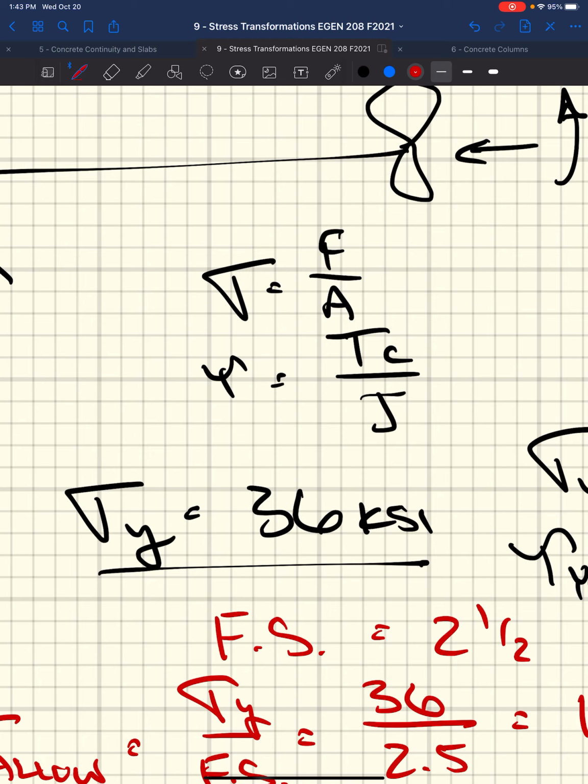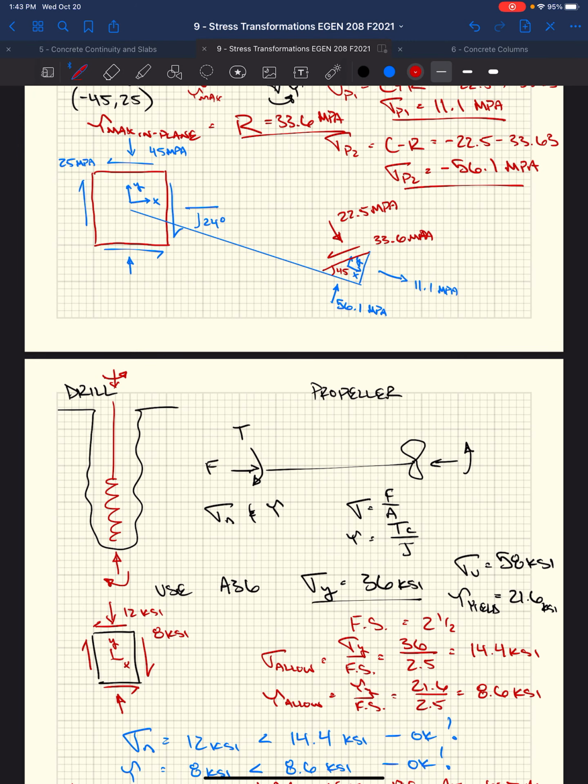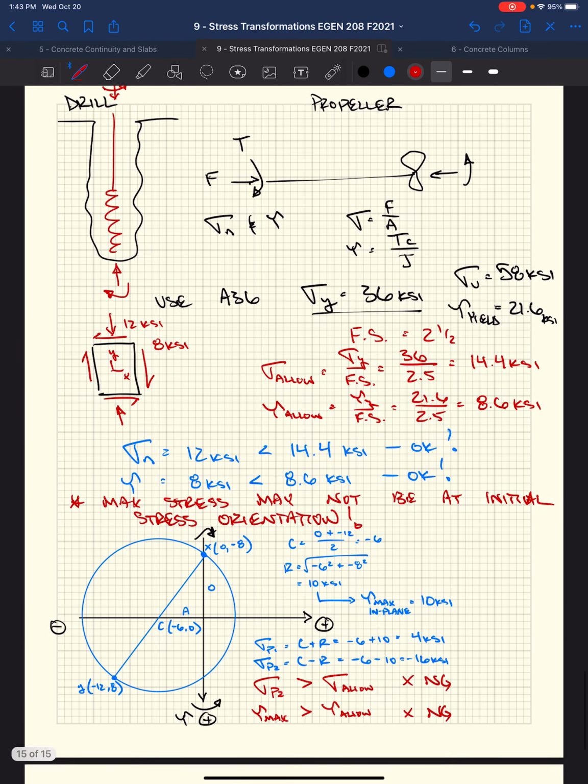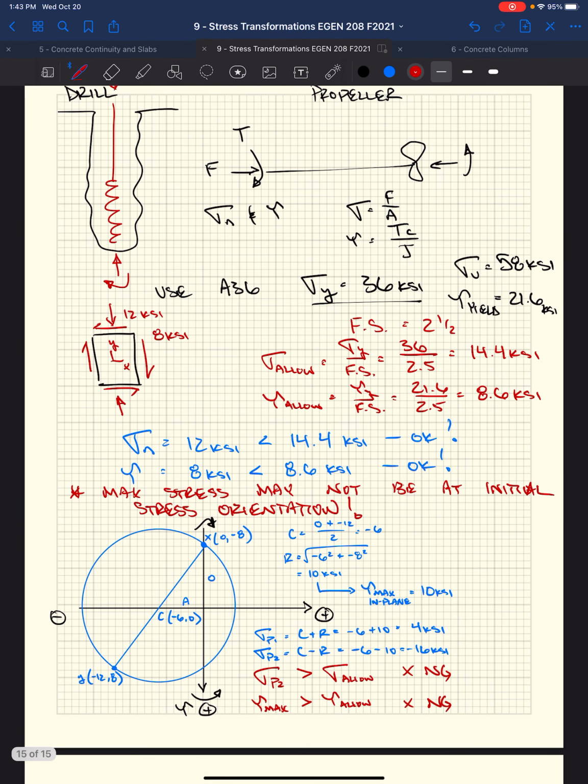Make it a larger diameter. If we make it a larger diameter, we're also increasing the area. So if we increase the denominator in those two equations, we're going to decrease the perceived stress in the shaft, right? In our drill stem or our propeller shaft. So as designers, we'd have to go back through, right? It's iterative, and that is design.